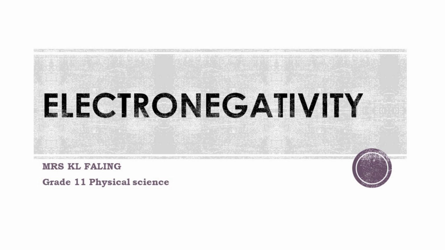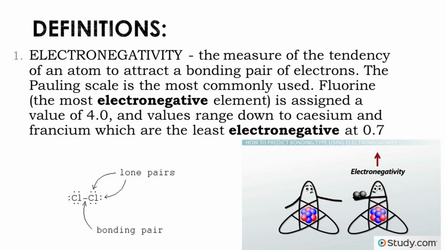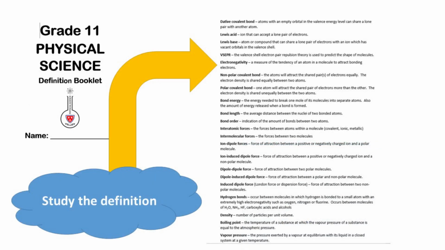You need your grade 11 definition booklet, and you need a copy of the periodic table, preferably one given out in class so you can see the electronegativity values associated with each element. So if we look at the definition of electronegativity, you do need to look for it in your definition booklet, but here it is as well. The definition of electronegativity is the measure of the tendency of an atom in a molecule to attract the bonding pair of electrons. Please make sure you look at it.